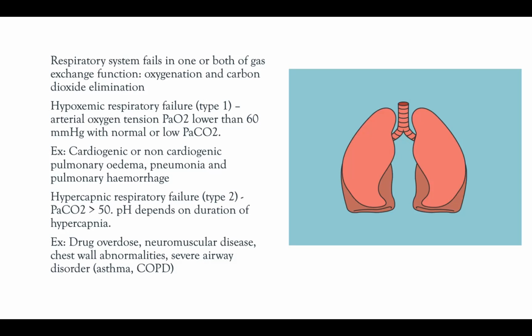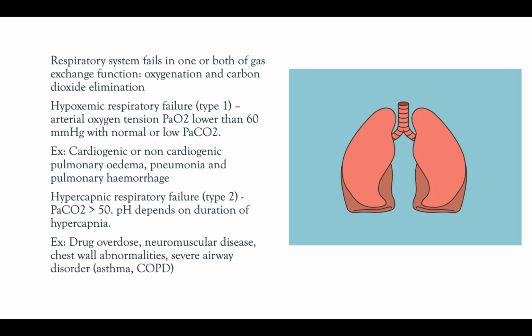This is a very simplified mechanism, but in type 2, the main way that carbon dioxide is elevated is because there is not enough ventilation. It's a very globalized issue. It's affecting quite the whole lung, and therefore both functions of oxygenation and carbon dioxide elimination are affected.